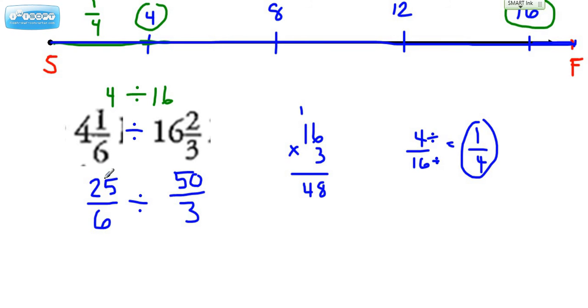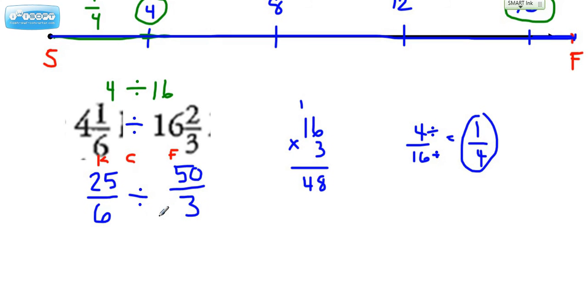Now with division, remember to come up with the quotient, we need to keep change flip. Multiplying by the reciprocal of the divisor is the same thing. So we're going to keep the 25 sixths, change this to multiply, and change this to its reciprocal, which is 3/50ths.